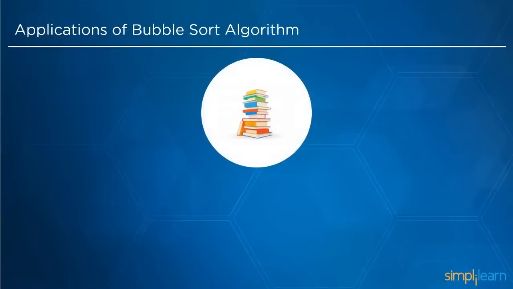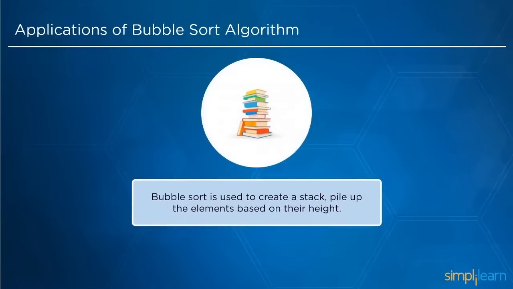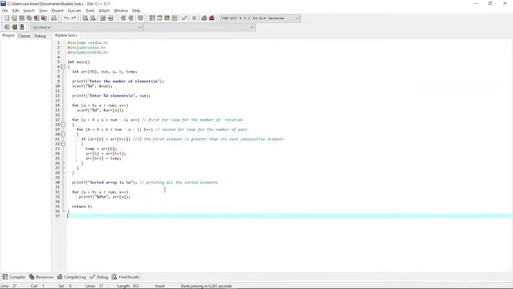Lastly, bubble sort is used to create a stack, piling up elements based on their height. After covering all the bubble sort algorithm topics, we will now see a practical demonstration of the bubble sort algorithm. Now, on my screen, we have an example for the bubble sort algorithm. So, let us get started with the code.